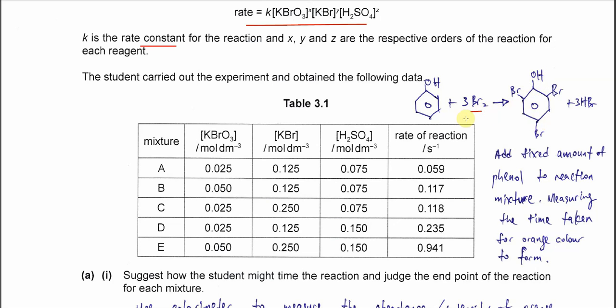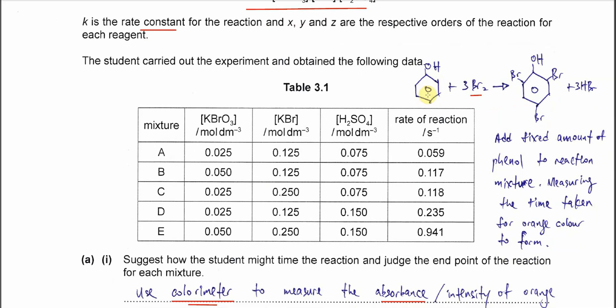So if we put a small amount of phenol in the reaction mixture, the bromine will not really form yet. After a certain time, when all the phenol is gone, the bromine will form and you see the orange color. So that's how we use the so-called clock method. The clock method means using timing.